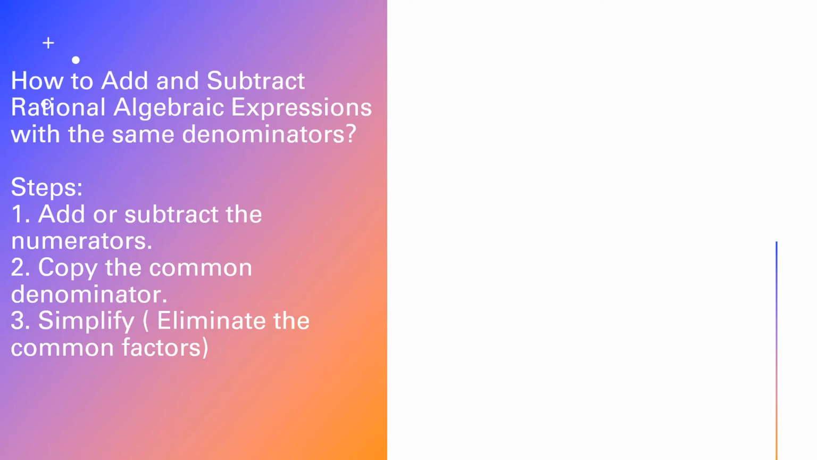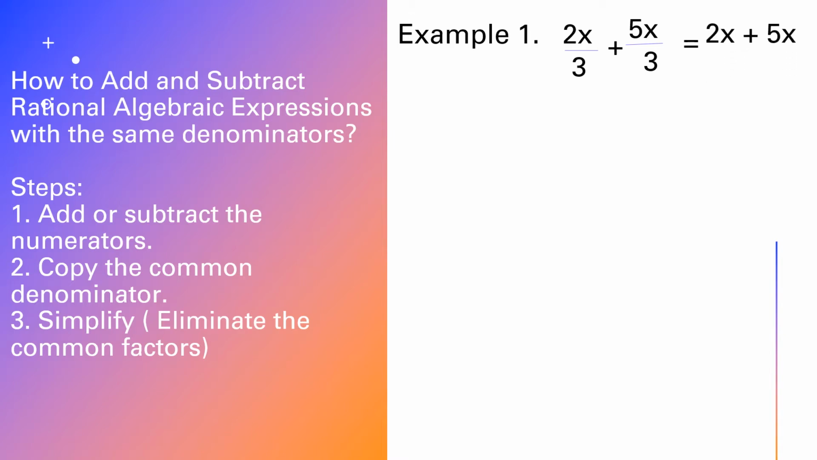Okay, now, the same method that we're going to use in adding or subtracting rational algebraic expressions with the same denominators. Okay, so we have here 2x over 3 plus 5x over 3. So simply, we're just going to combine the numerators, and that is 2x plus 5x divided by 3. And that is equal to 7x divided by 3, and that is the final answer. It's already in lowest term.